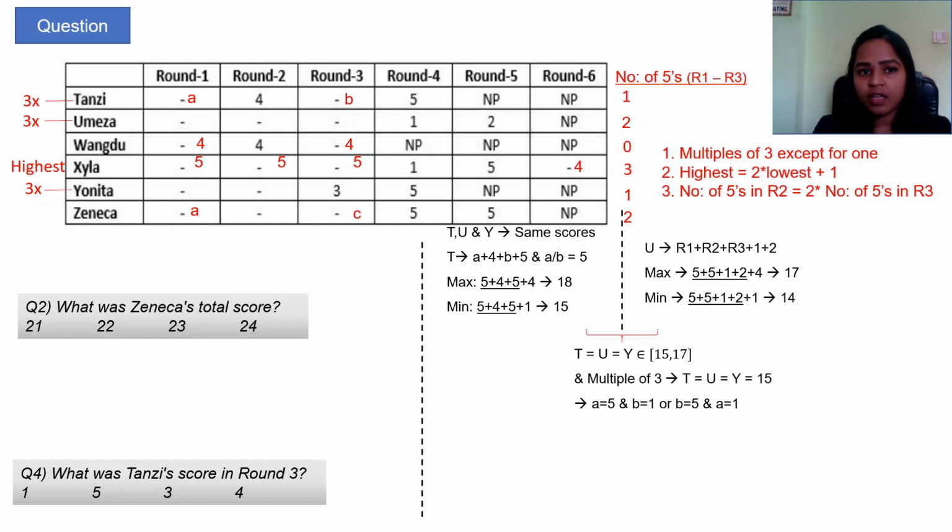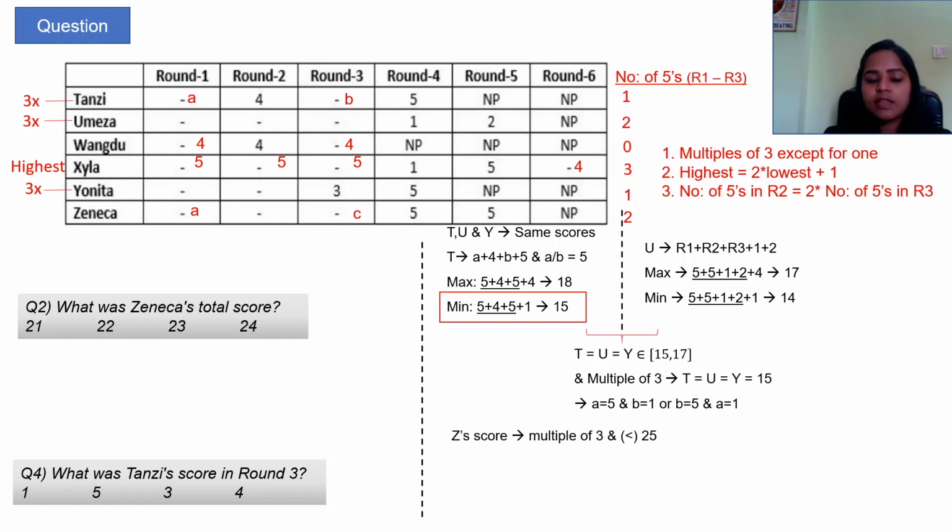So either A is 1 and B is 5, or A is 5 and B is 1, right? We'll park this aside. Let us now look at Z's score. Z's score should definitely be a multiple of 3 and less than 25, as we have seen before. So if it's a multiple of 3, definitely 22 and 23 are not the answers. Now we are left with 21 and 24.